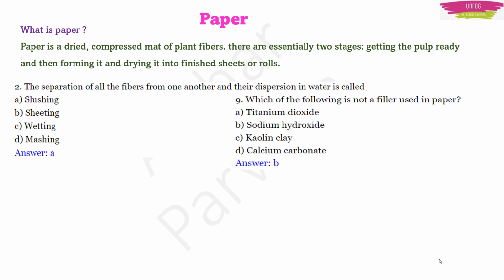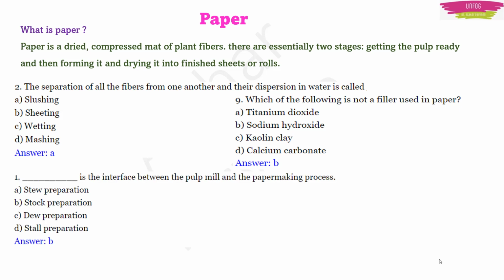Okay, slushing. Then some fillers are used in the process of making paper. Those fillers are titanium dioxide, kaolin clay and calcium carbonate. Here in this question they are asking us which is not a filler used in the paper. So sodium hydroxide is not used. The other three things are used as fillers in making paper. Then there is an interface between the pulp mill and the paper making process. That interface is known as stock preparation.